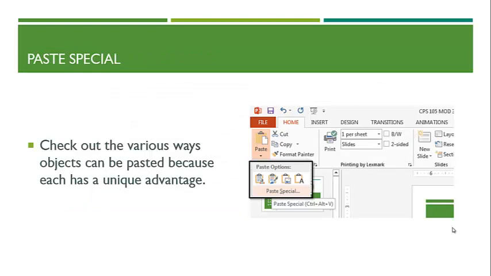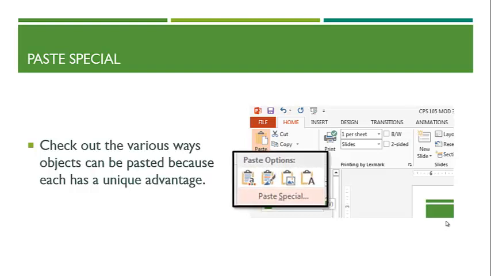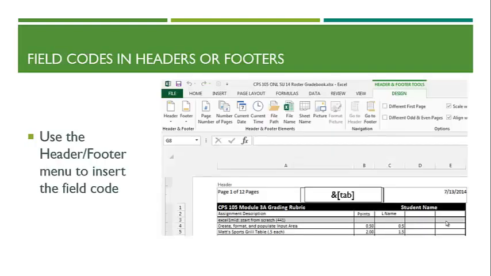I used Paste Special to paste the worksheet I've been using as an example. I pasted it in as a graphic object so I could easily resize it or wrap text around it. I encourage you to check out the various ways objects can be pasted, as each has a valuable use.